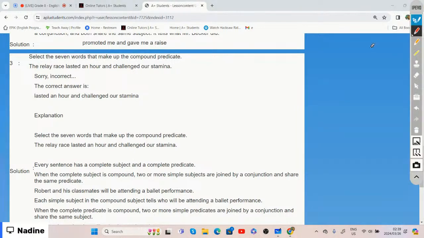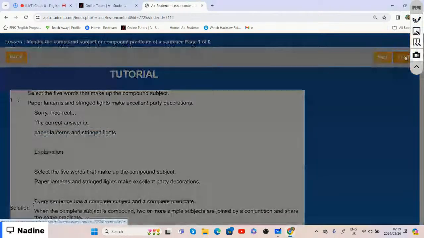All right, so if we select our compound predicate, then it will be lasted an hour and challenged our stamina. And there we have the word and, which is our conjunction that joins those two predicates, right? All right, so now we're going to our test where we are going to identify our compound subjects as well as compound predicates.